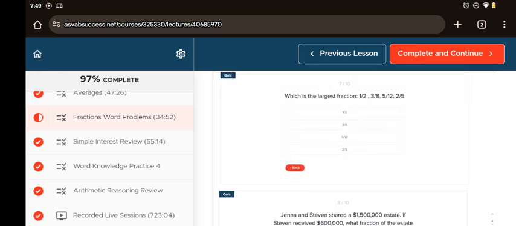So this one says, which is the largest fraction? With these fractions, what we want to do is kind of like a tournament. That's what I like to do. So I'm looking for the largest one. We start with these two first.